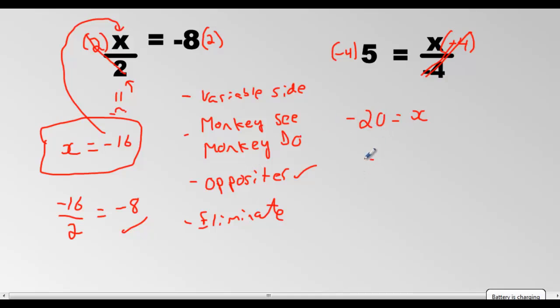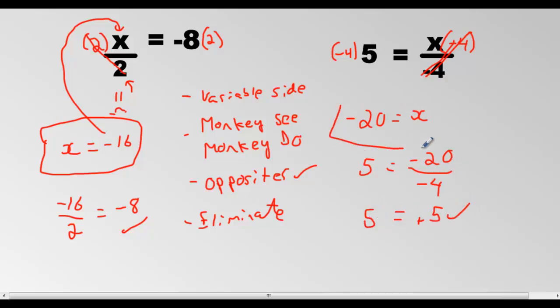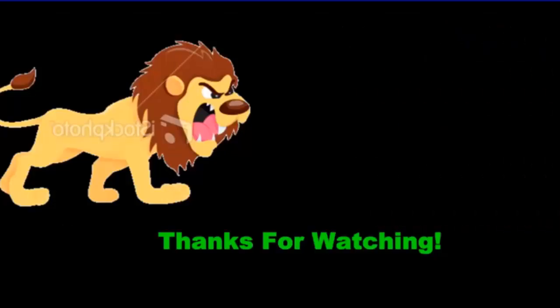Substitute it into the original equation. We get 5 equals negative 20 over negative 4. Negative divided by negative is a positive. 20 divided by 4 is a 5. And we get 5 equals 5. That is a true statement, ladies and gentlemen, which means our answer over here is correct.